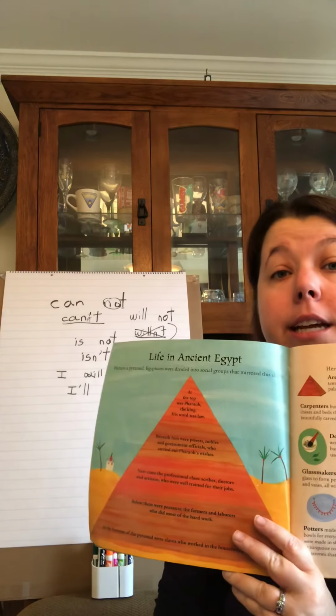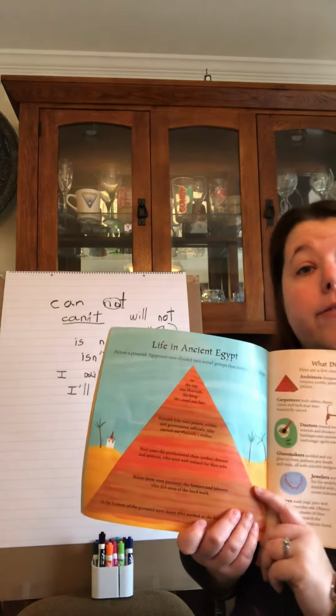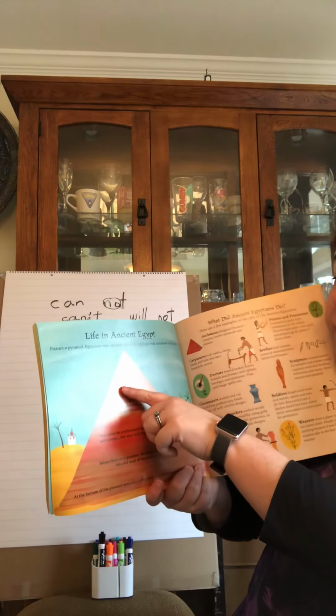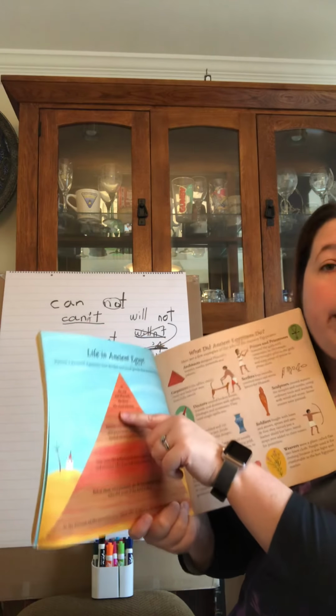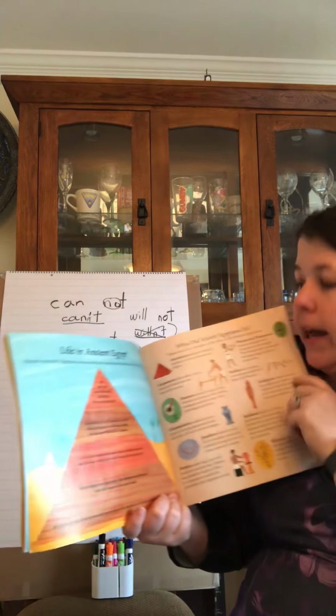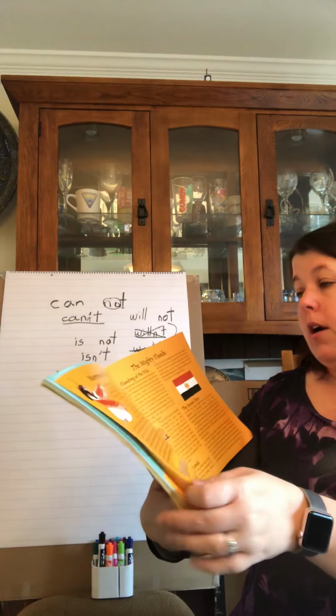Now, in ancient Egypt, the king was called a pharaoh, and he was at the top. His word was the law. If he said, you have to dye your hair blue and turn around in circles, that is what you had to do. All right, so this was our book.